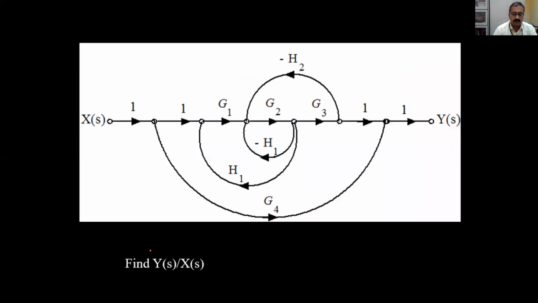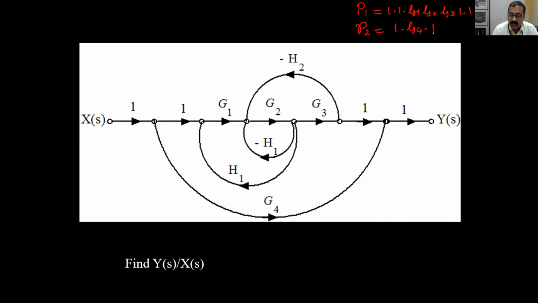Find Y of s by X of s. What's the first step? You have to identify all possible forward path gains. P1: is there any forward path? Yes, 1, 1, G1, G2, G3, 1, 1. Any other possible forward path? Yes, 1, G4, 1. P2 is 1, G4, 1. Any other possible forward path? No, we have considered all the possibilities.